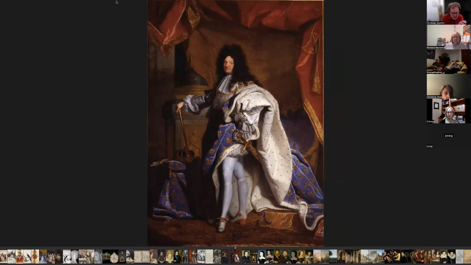So you can see that the Renaissance changed the world of the Middle Ages. You no longer had a warrior with a sword, you had a rather effeminate king. Look at his shoes. You know, this is not a man that was about to fight. And he is the one that created Versailles.